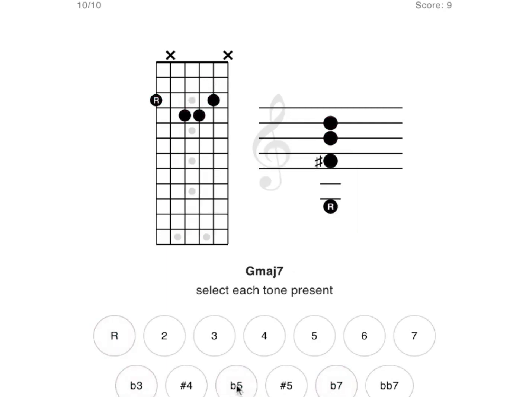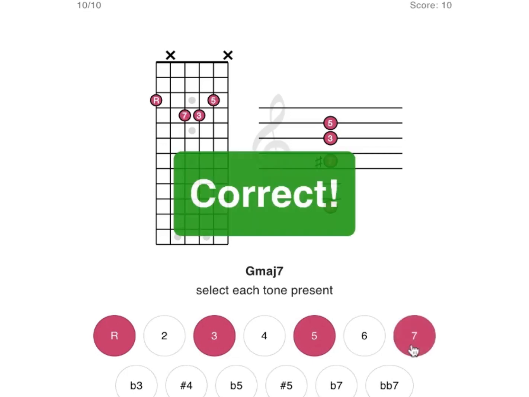Okay, the last one's going to end easy. It looks like root, third, fifth, and seventh makes a major 7 chord. In this case, a G major 7 chord.